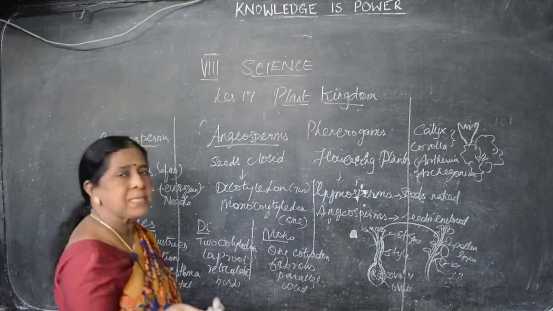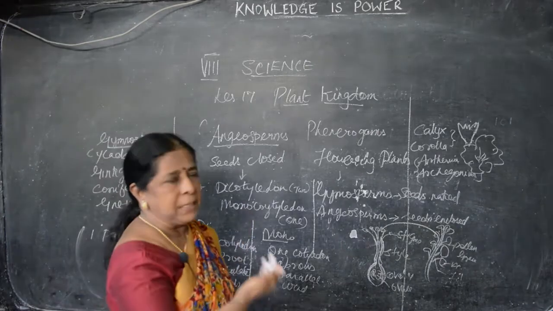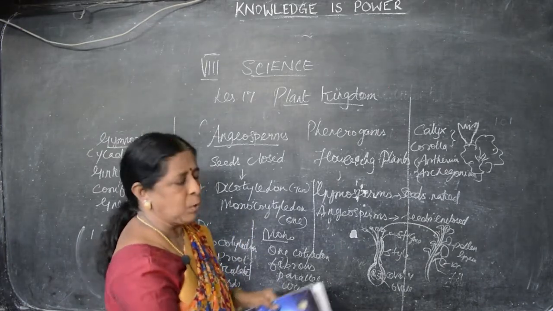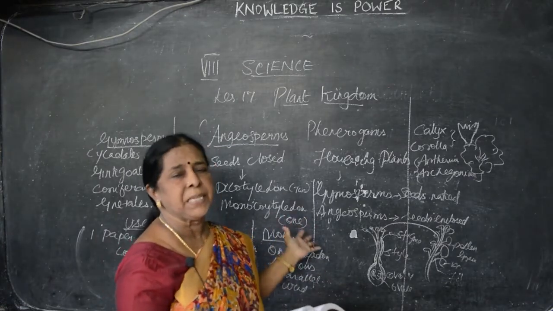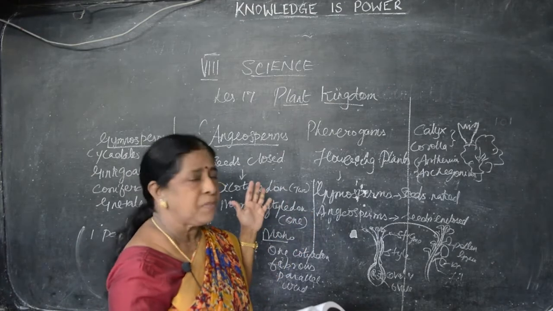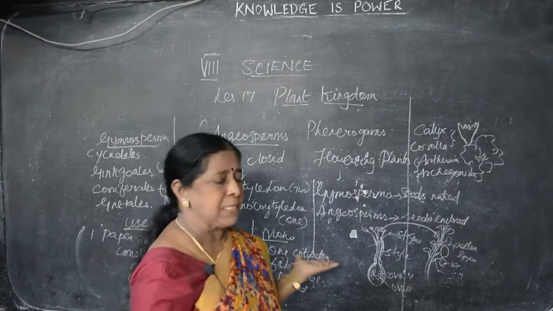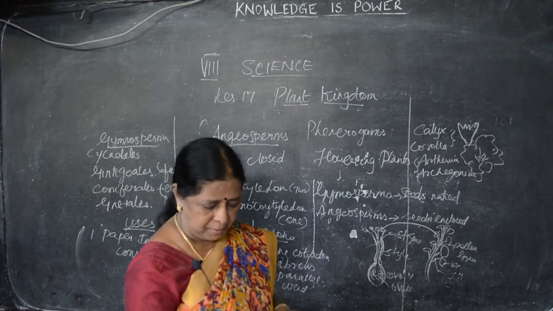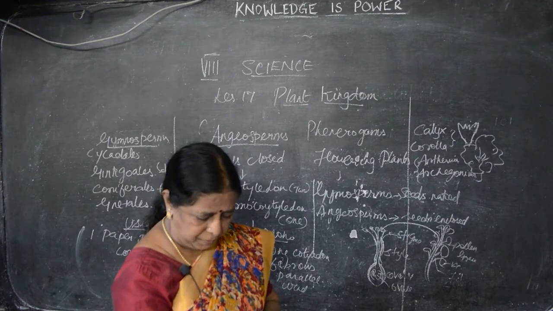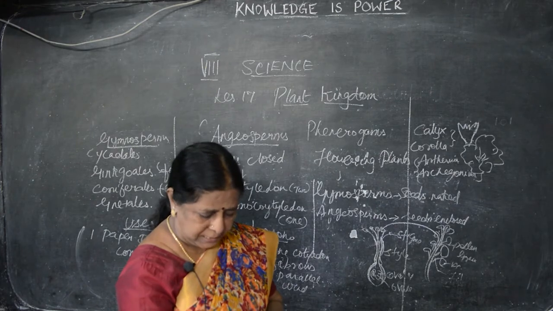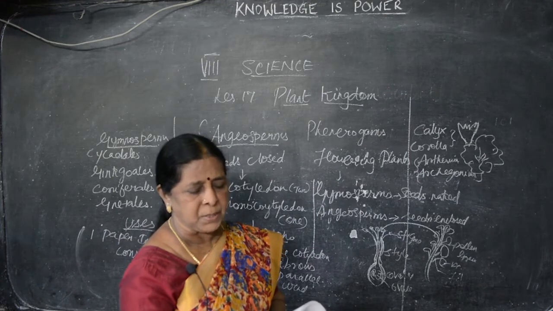Cryptogams are non-flowering plants. Under the heading we have seen thallophyta, bryophyta and pteridophyta. Here we have seen angiosperm and gymnosperm, flowering plants, and what are the importance. Now we have to see taxonomy. Taxonomy means what? Classification of plants, classification of living things. We classify them according to their characteristics and habitat. This is known as taxonomy. There are many systems of classification: artificial, natural, phylogenetic and modern system of classification. At present we are using the modern system only.